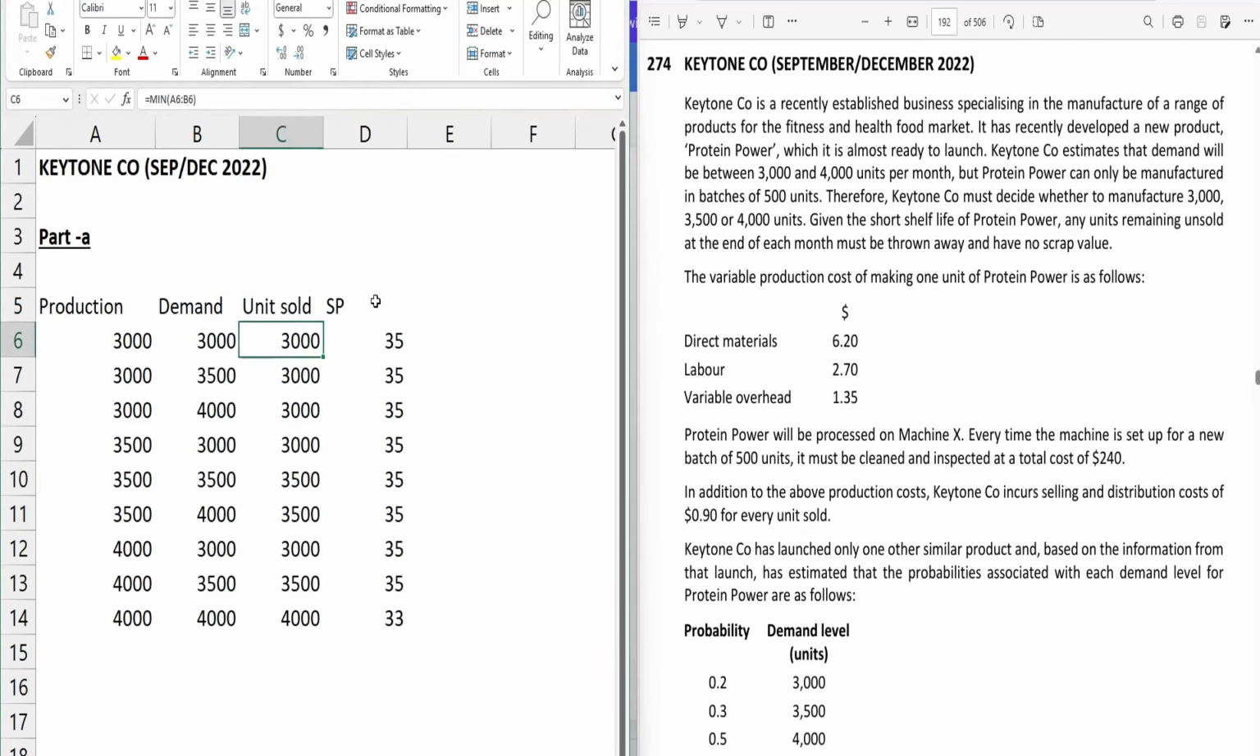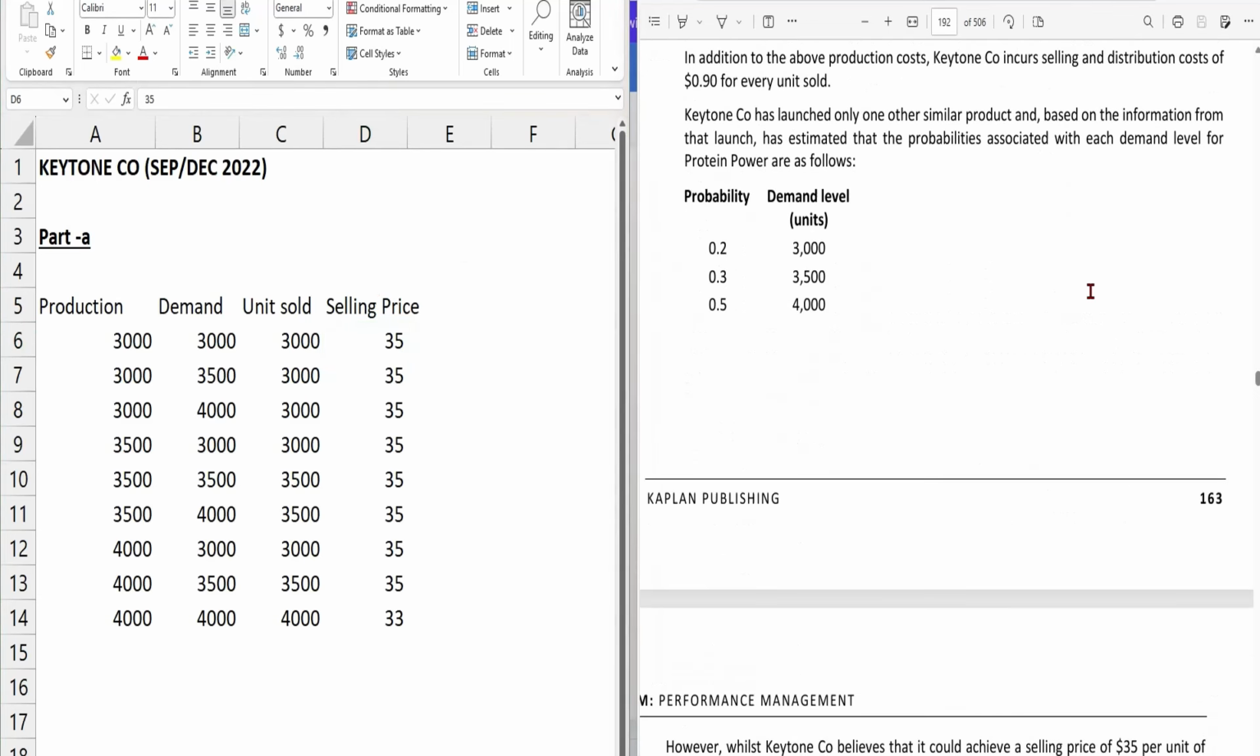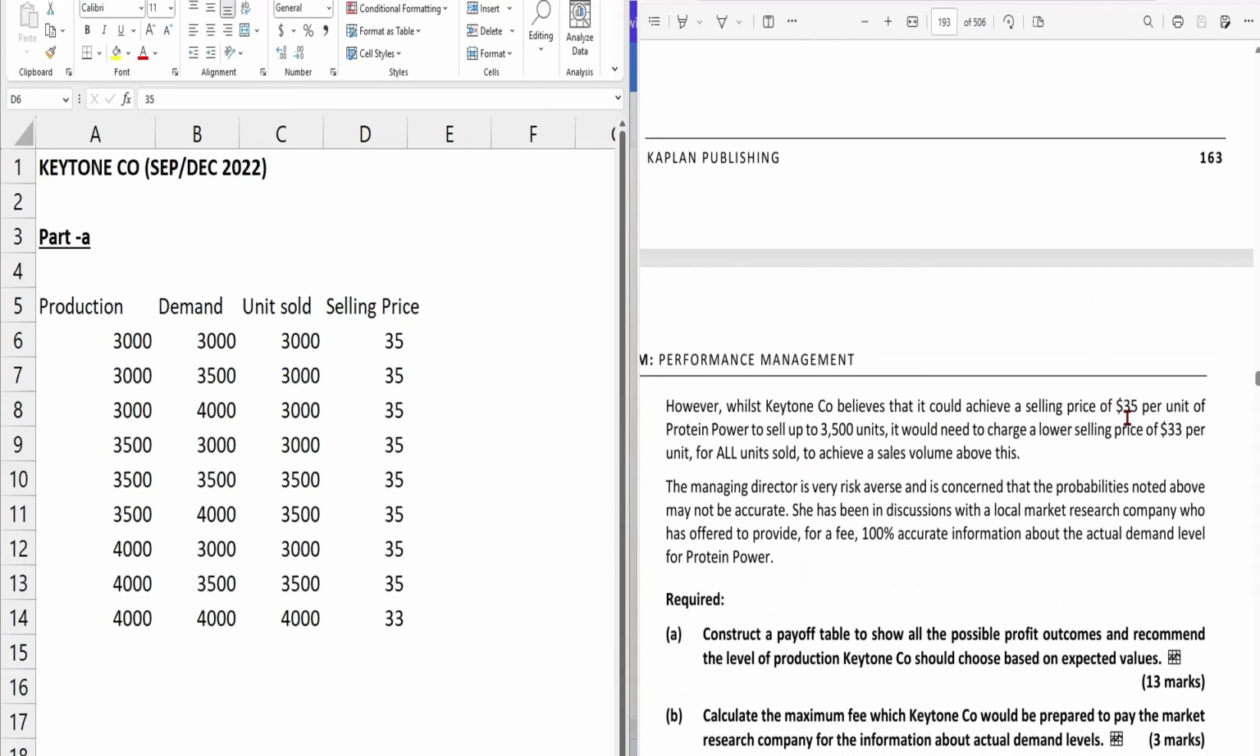Now it's time to put in the selling price. The selling price is given. The question mentioned that up to 3500 units our selling price will be 35, but above that it will be 33. So when we are selling 3500 or less, our selling price will be 35, but in the last case we are selling 4000, so our selling price will be 33, because the question itself mentions this, right?